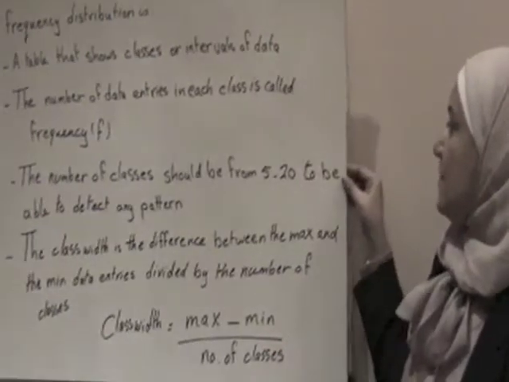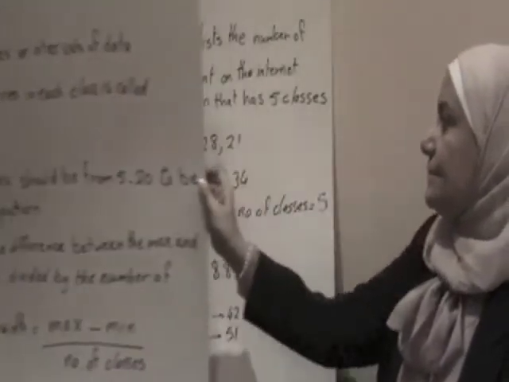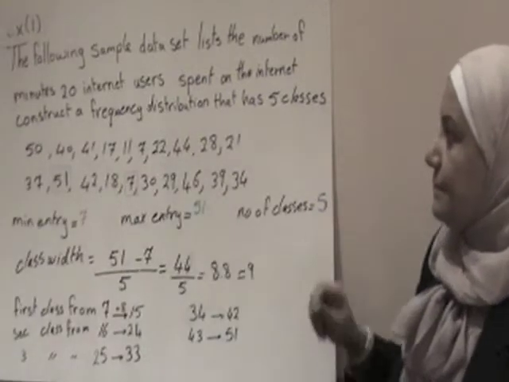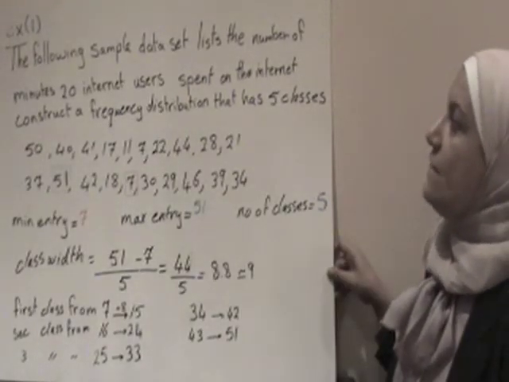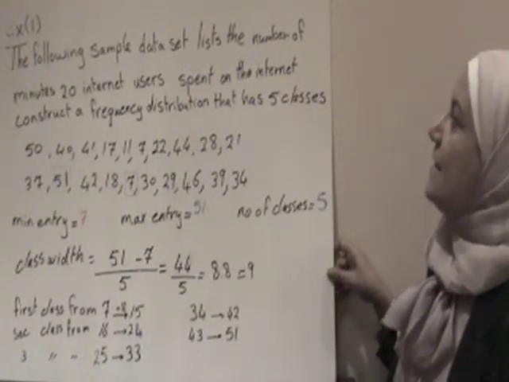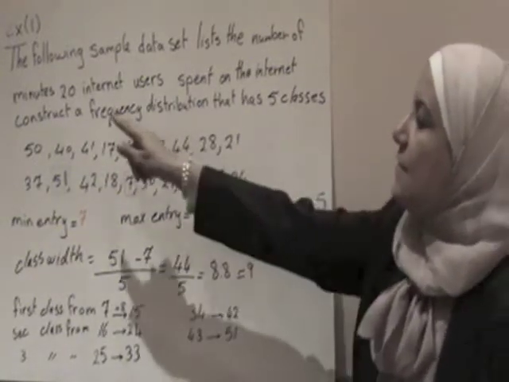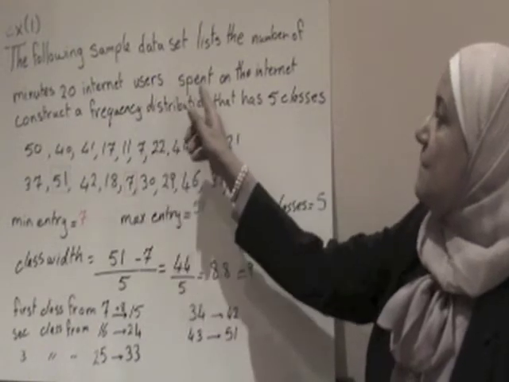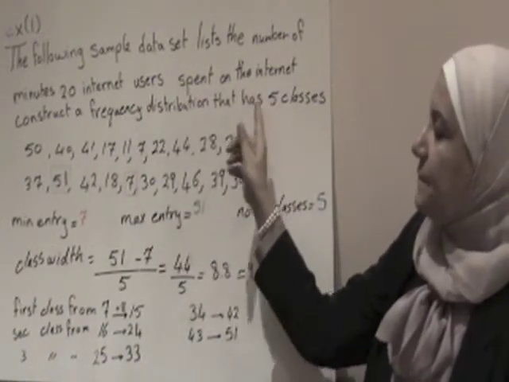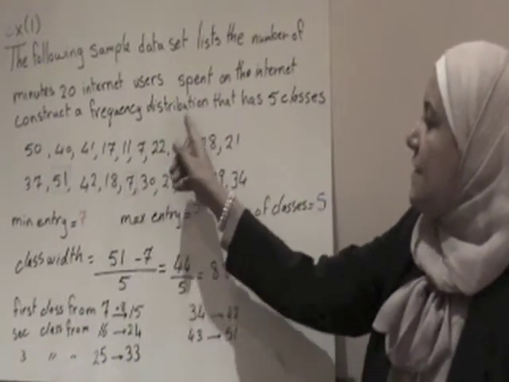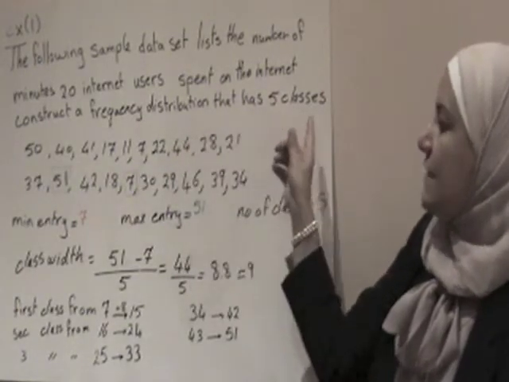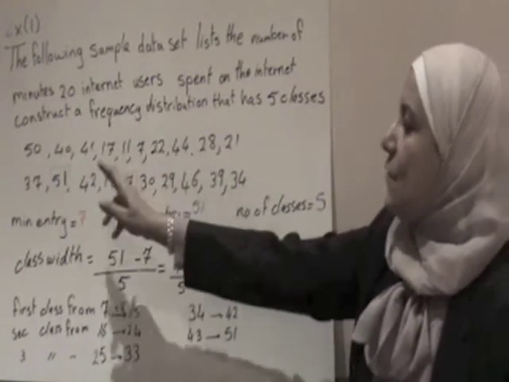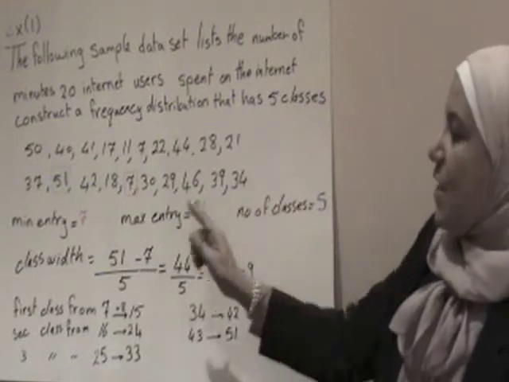Let's see an example for that. The following sample data set lists the number of minutes 20 internet users spend on the internet. Construct a frequency distribution that has 5 classes. Those are the entries. Now, what are we going to do?